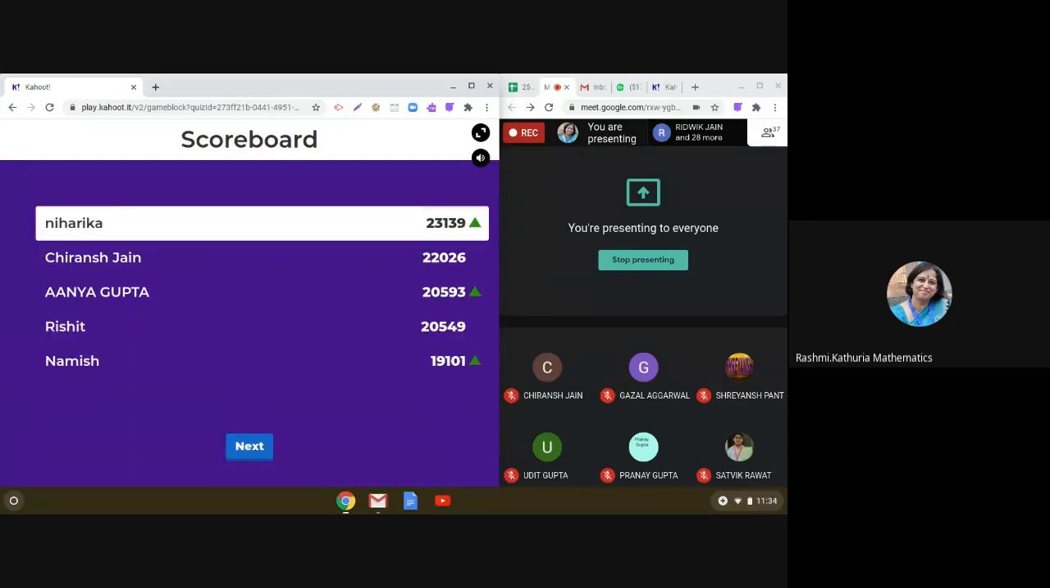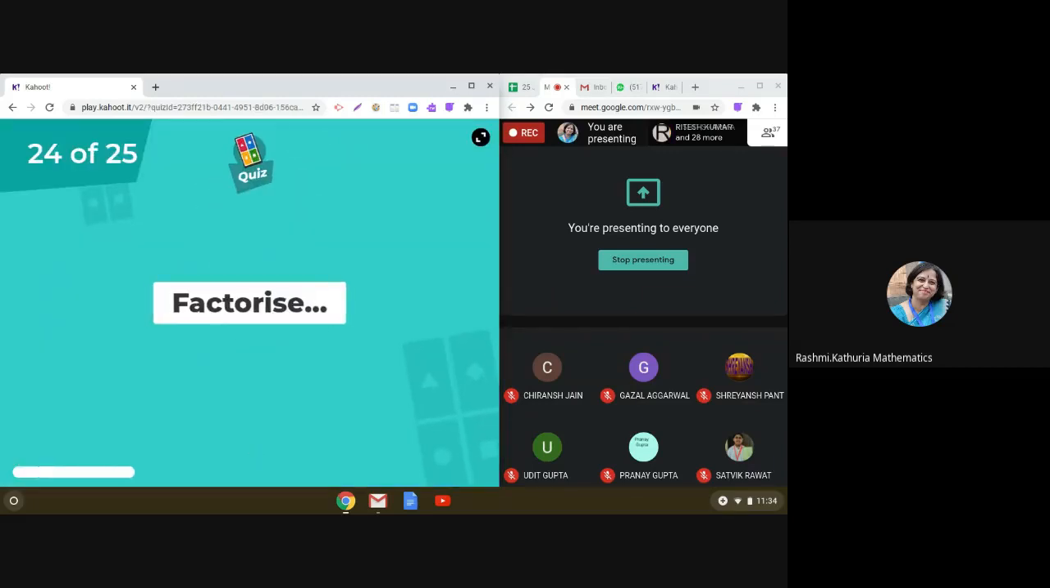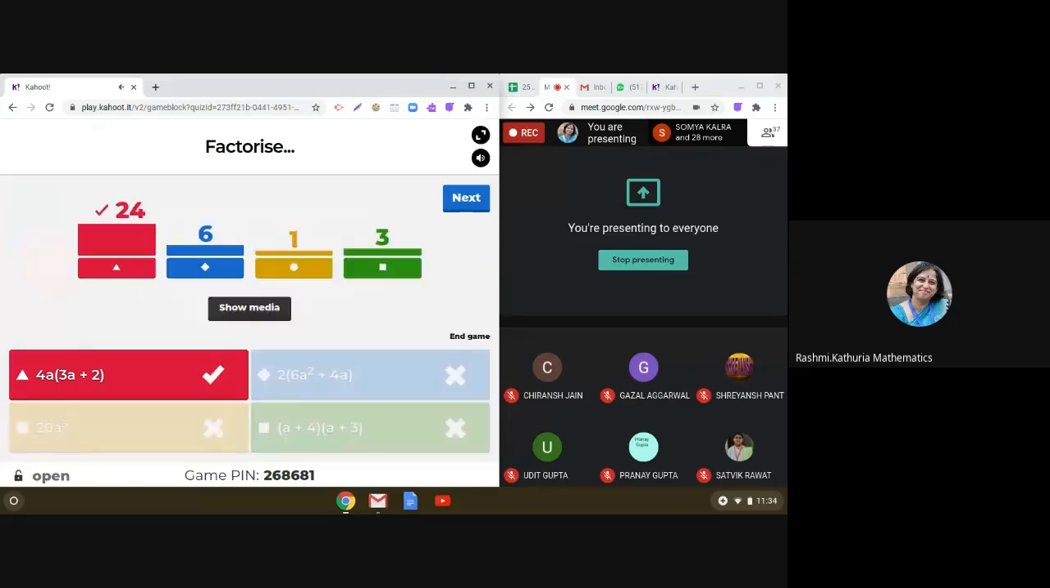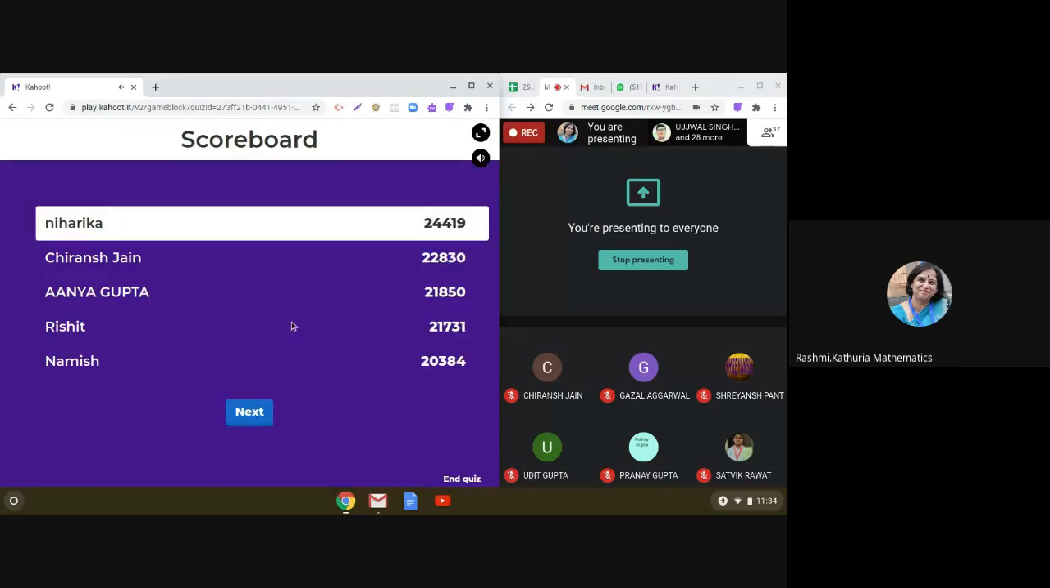There is change in the leaderboard. See, this is what I call like show patience, be calm and keep on working. That's the attitude in life. Okay, let me see the next question. Two more questions are there and you can see the change. 12a square plus 8a. Quickly do. Factorize. That's the last minute of your class quiz. Amazing. Answer is 4a into 3a plus 2. Very nice, Niharika. I really appreciate it.